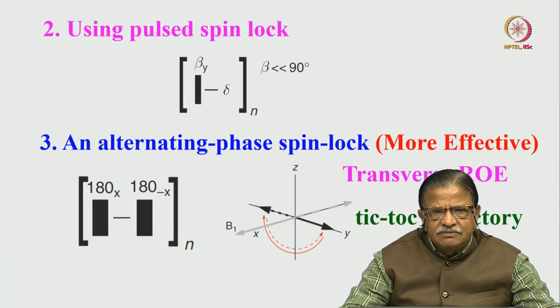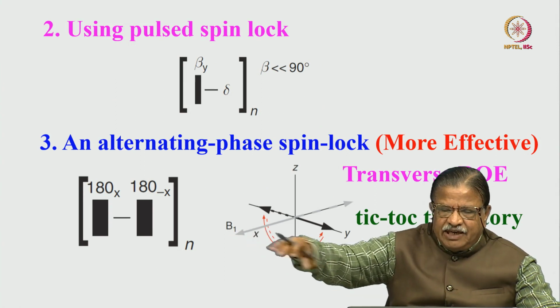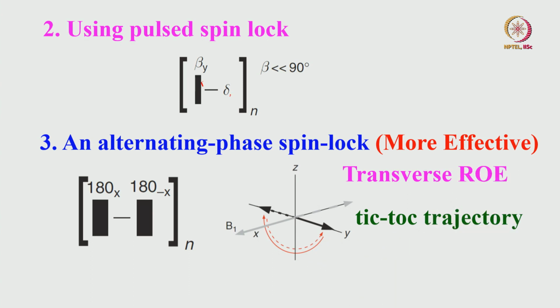Alternately, you can use pulsed spin lock. It's not a continuous RF, CW. You can apply a pulse with a delay like this, repeat n times, and this pulse angle can be less than 90 degrees. You apply it n number of times for the same time period, the mixing time period. You apply n number of such series of pulses. That is a spin lock you are doing in a pulsed manner, not a CW manner.